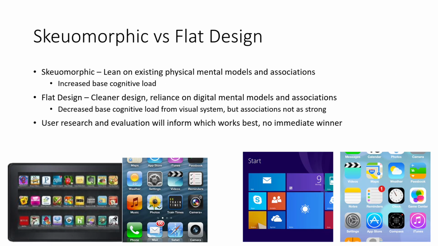And then this will be kind of peculiar, but stick with me. Predominantly, when we think about UI design and how we should design digital items, there tends to be two main schools of thought. One is skeuomorphic, and then much simpler to say, flat design. Skeuomorphic is when we lean on existing physical mental models and associations. So we are relying on our understanding of physical objects.